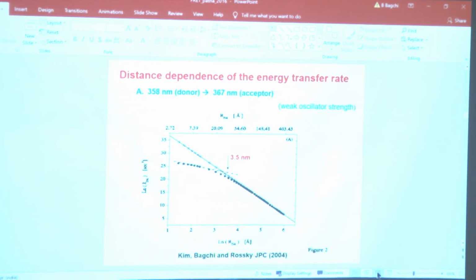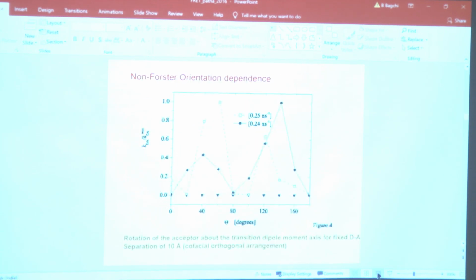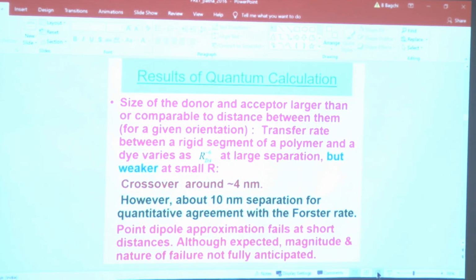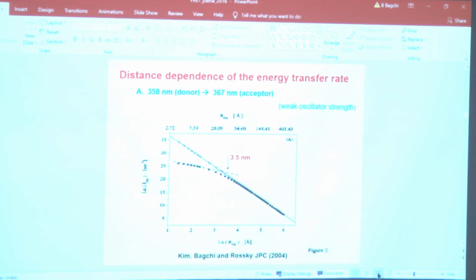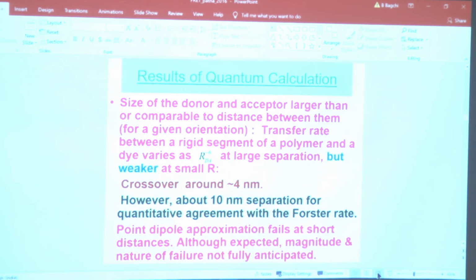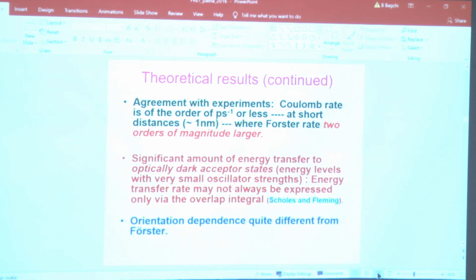This little paper is heavily cited, some 300-400 times. So the results of the explicit quantum calculation: the size of the donor and acceptor being larger than or comparable to the distance between them is very important. The transfer rate goes as 1 over r to the power 4, then r to the power minus 2, weaker at smaller distances. The crossover happens in this system at 4 nanometer. However, when you go out to 10 nanometer separation in this TPP and PF polymer system, there is quantitative agreement, exactly agreeing with Förster. Otherwise, there is a breakdown of Förster.